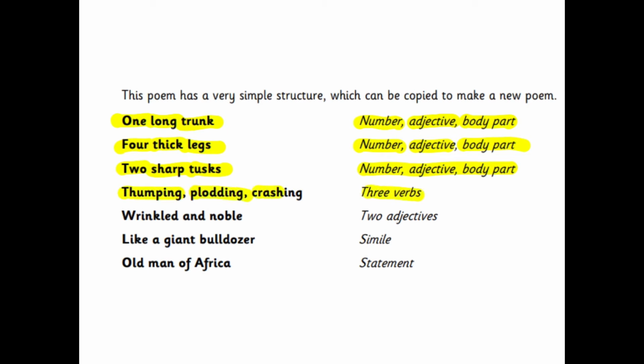Thumping, plodding, crashing. Then 2 adjectives, wrinkled, noble. Then the simile, like a giant bulldozer. And it ends with a statement, old man of Africa. So you can use that recipe to write your own poem.